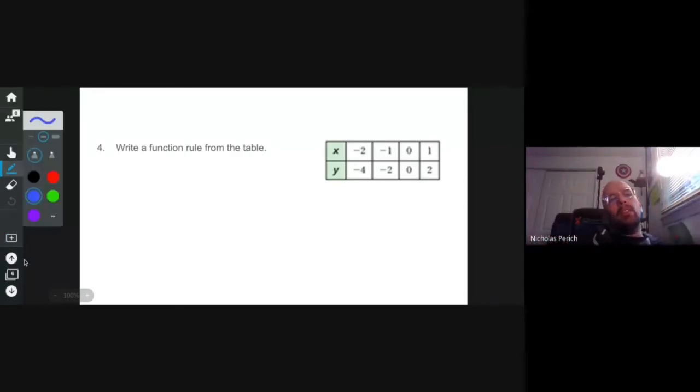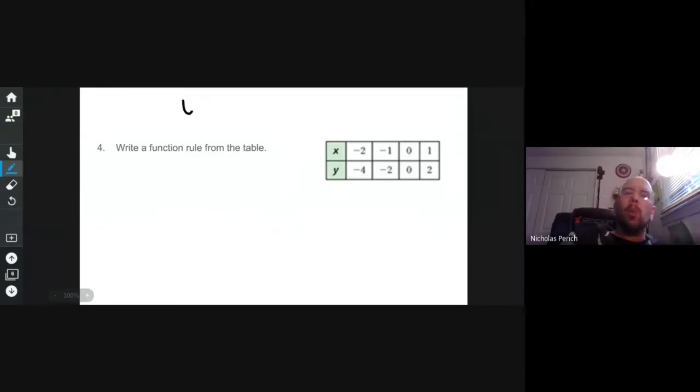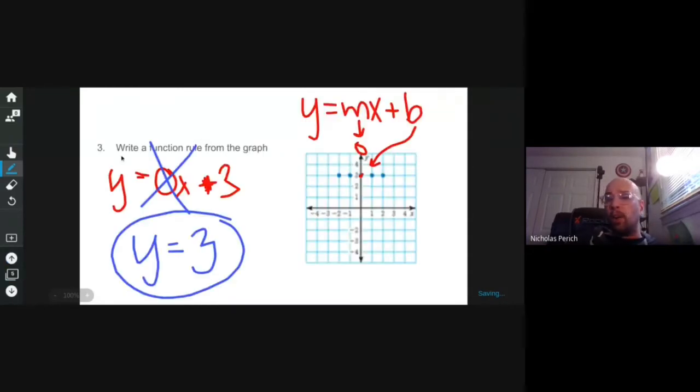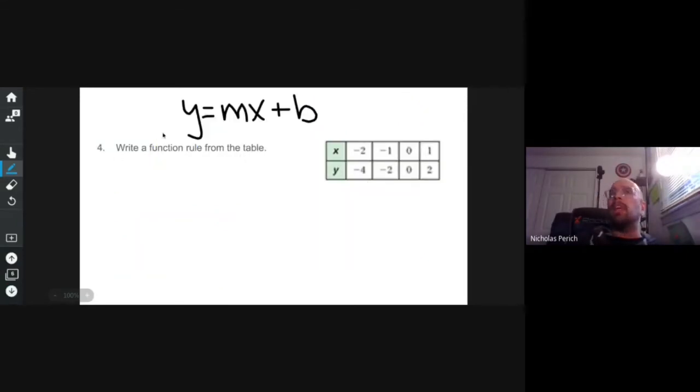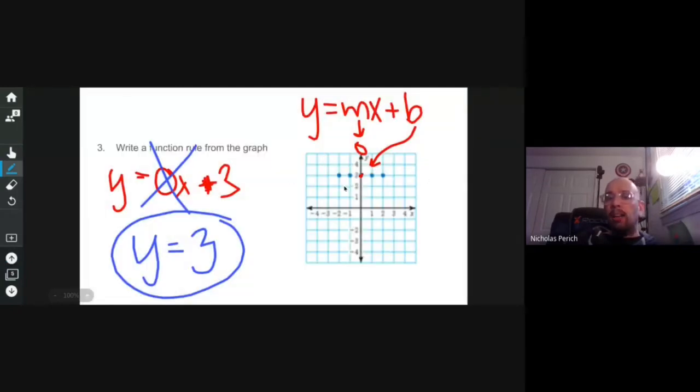Remember, we did these problems last chapter, and this is what we would do to start this problem. We would say y equals mx plus b. Remember, the rules don't change. If it asks me to find a function rule, and it's a line, and then it gives me a bunch of points, I still have to write out y equals mx plus b, and I still have to find m. But the problem here is I don't have a graph. I have a bunch of points. So I'm not going to use rise over run.